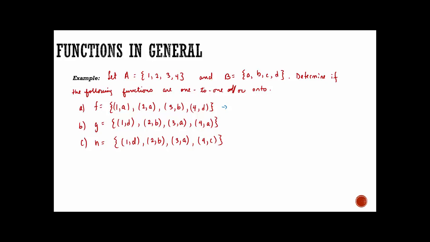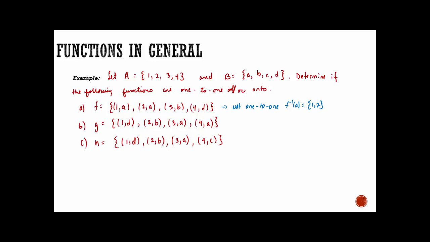Okay, so let me write that down. So in other words, not one-to-one, because the inverse of a is equal to two values, 1 and 2, and it has to be a single value. When you look at the inverse of a, you notice that there are two values that are coming back as an answer. So that doesn't make the function one-to-one.